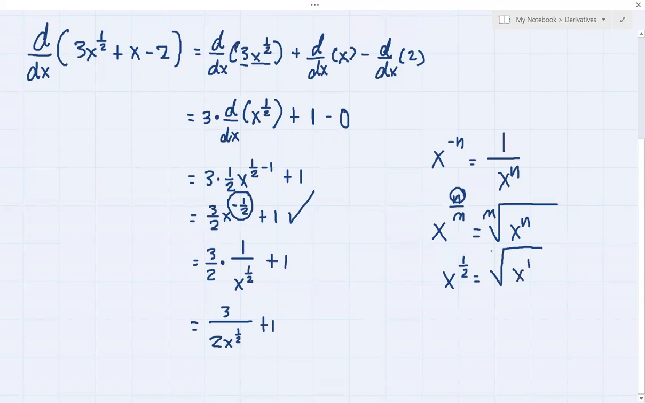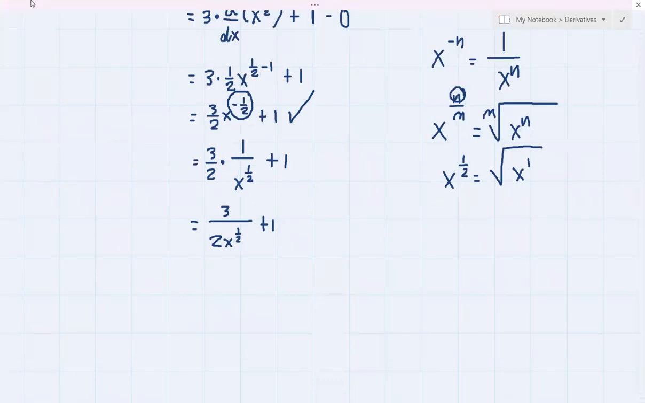1. Kapag may nakita kang walang number dito sa root na to, ibig sabihin yan, 2 yan. Okay? So, if you see no visible number here, it means it is 2. Ibig sabihin nun, square root. So, therefore, we will have 3 all over 2 times the square root of x plus 1. And that is your final answer. Pwede na yan. Okay na to.